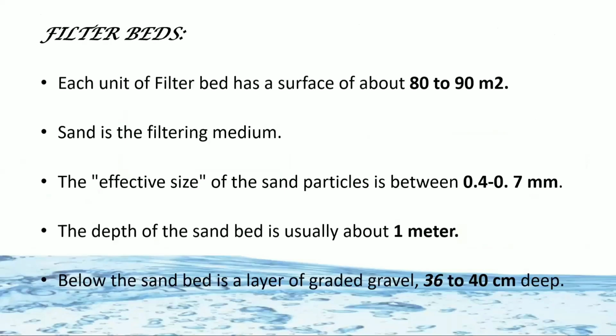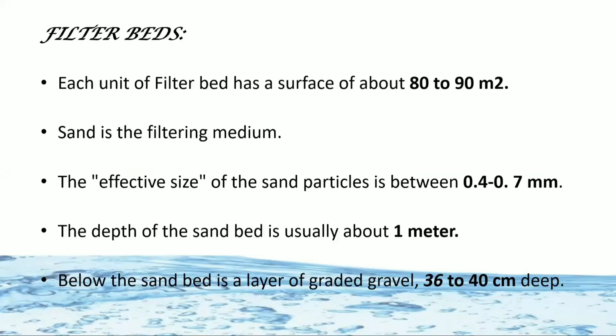So in a sand filter there are filter beds. Each unit of filter bed has a surface of about 80 to 90 square meters. Here it is also like a slow sand filter. The sand is the filtering medium. The effective size of sand particle is between 0.4 to 0.7 mm. The depth of the sand bed is usually about 1 meter.